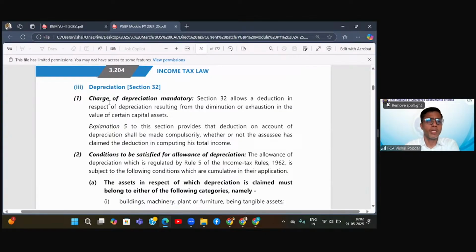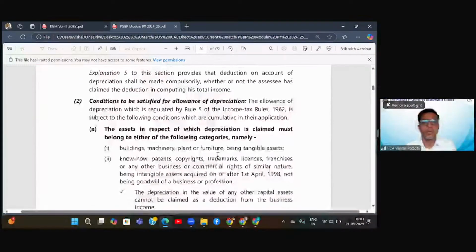So first point that is given in section 32 is that the charge of depreciation is mandatory. What do they mean by this? When they are saying that it is mandatory, it means that whether or not you want to claim a deduction or whether or not you have claimed a deduction, the law presumes that every year a deduction has been allowed. So even if you have not claimed a deduction, your WDV for the next year will get reduced by the amount of depreciation which is eligible in this year. So even if you do not claim the depreciation, your WDV will be reduced by the amount of eligible depreciation.